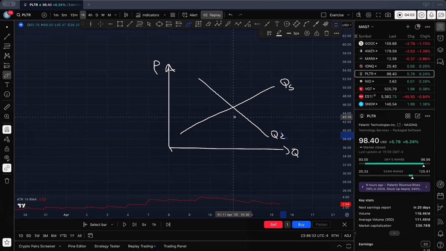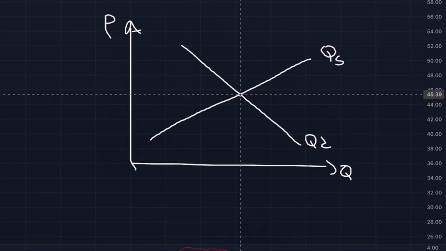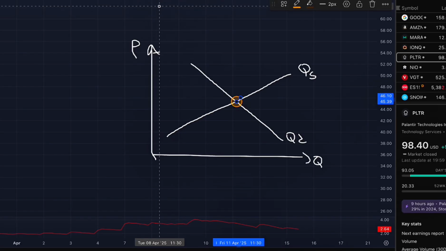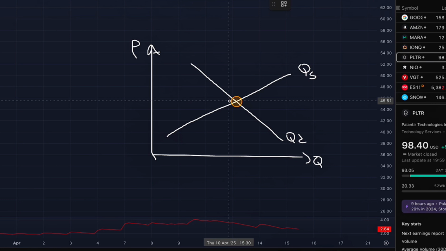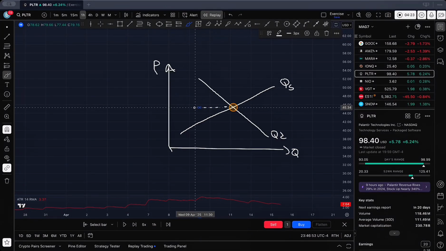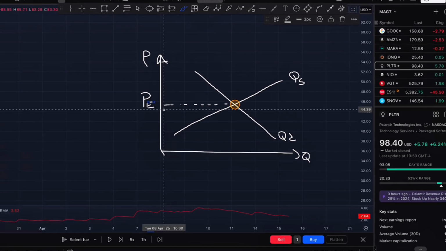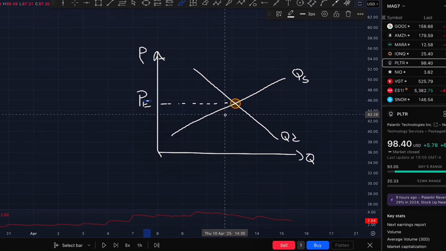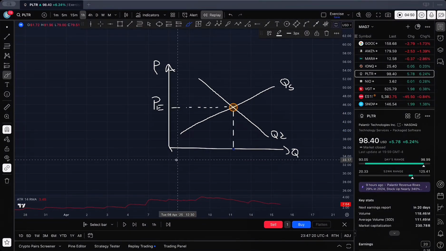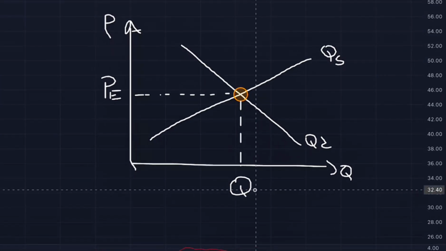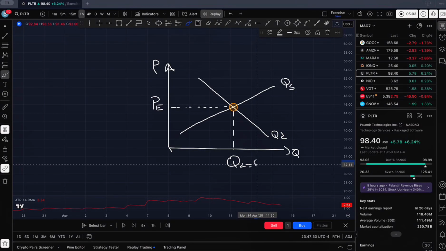Here, for example, if we want to find the equilibrium price, we have to come to this point here. This is the equilibrium. If we project this line with a dashed line to the y-axis, we will have the price at the equilibrium. So how can we get this price at the equilibrium? By projecting this to the quantity x. At this point, we will have quantity demanded equal to quantity supplied.